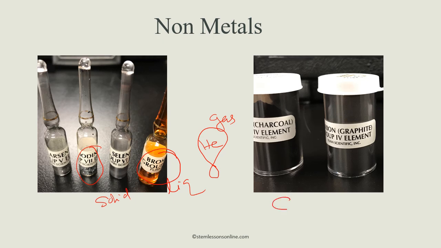Carbon. There are two forms. Carbon can exist as graphite as well as diamond. And graphite conducts electricity, okay, even though that's a nonmetal, and diamond does not conduct electricity. Just an extra point here, that's it. So these are some examples for nonmetals.